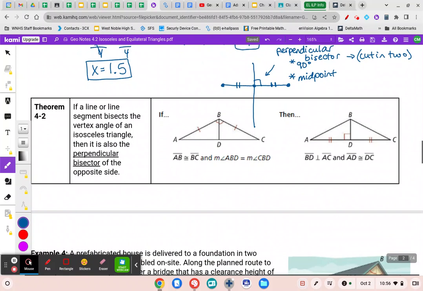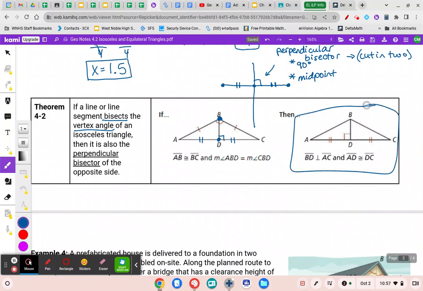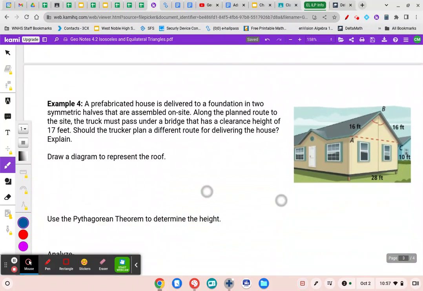Okay, so if we look down here, it has to bisect the vertex angle. That is your non-congruent angle. It's the non-base angle. If it bisects that and it's an isosceles triangle, we know for sure then we have a perpendicular bisector on the opposite side. This means that these 2 are congruent and this is crossing at 90. Okay, which they pictured for us over here. I just drew it on the first one. So we're going to use that in example 4.